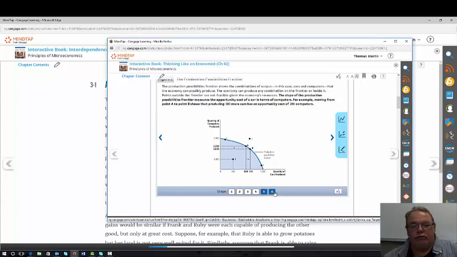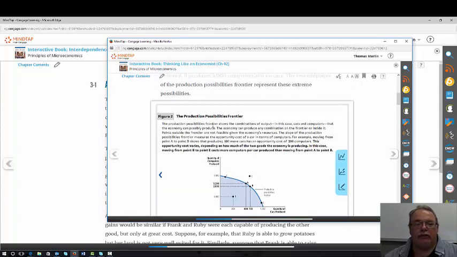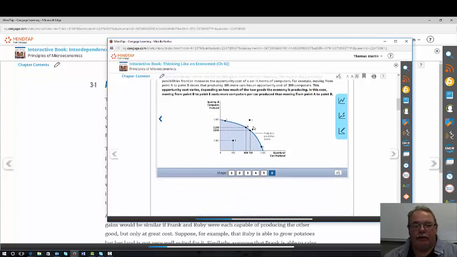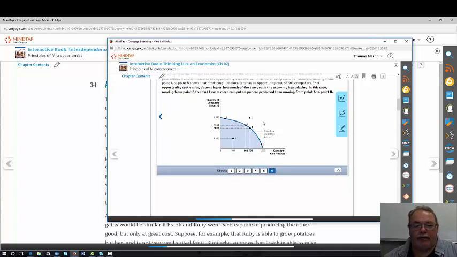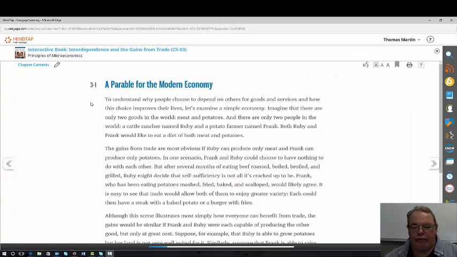Let's go to the final one, and it gives you a long explanation of the production possibility frontier. I will tell you that once we move over to Chapter 3, you can see we can actually go outside of the production possibility curve through something called trade. Now let's move over to the parable of the modern economy.